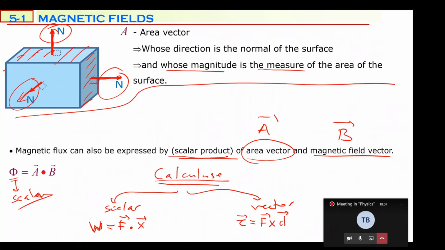In fact, all are multiplication, but in calculus, in a little advanced mathematics, these operations are given different names. One of them is the scalar product. The other one is the vector product. That's why magnetic flux is the scalar product of the area vector and the magnetic field vector. This is just a representation. You are not going to make any calculation with this one. It just says that, yes, magnetic flux is the scalar product of the area vector and the magnetic field vector. That's why the result is the magnetic flux. Magnetic flux is a scalar quantity.